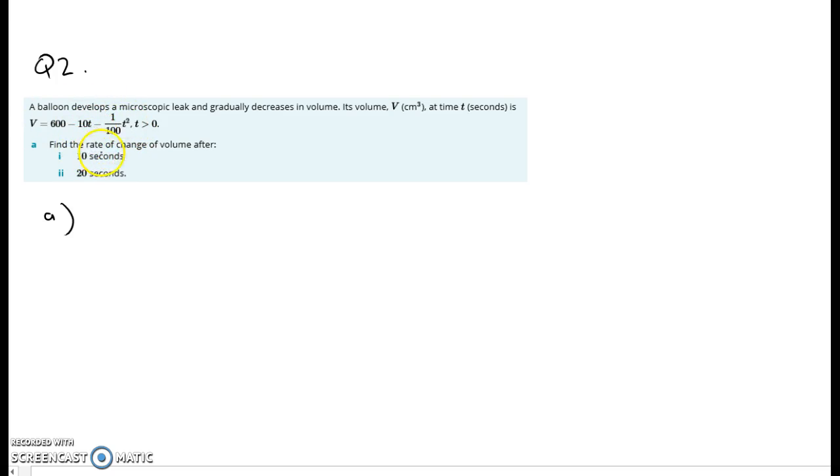But that's not going to give us the rate of change of volume. If we substituted those values straight in, that would give us the actual volume at t equals 10 seconds and t equals 20 seconds. It would give us the actual volume of the balloon. We're trying to find the rate of change, so that should straight away signal to you that we need to find the derivative for this question. So we've got V equals 600 minus 10t minus 1 over 100 t squared.